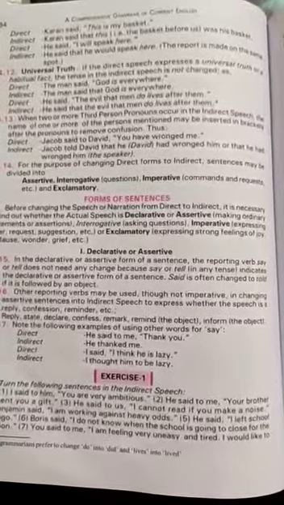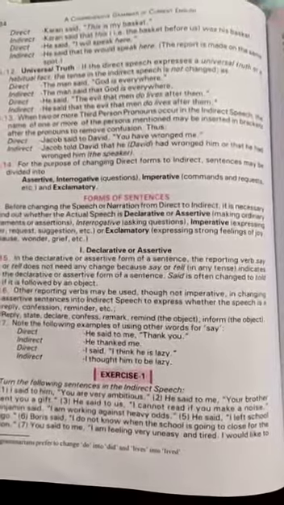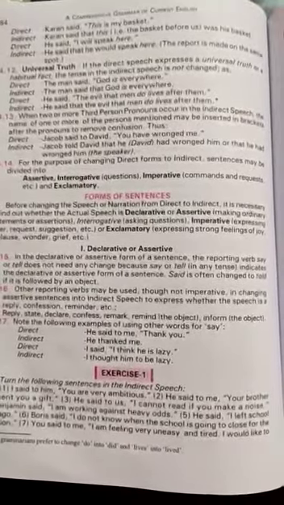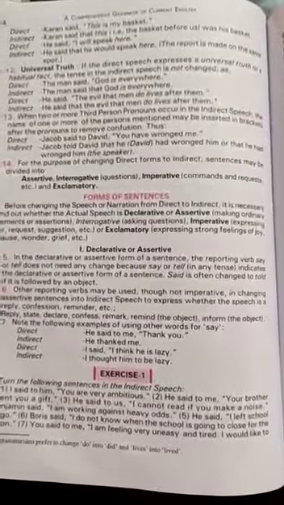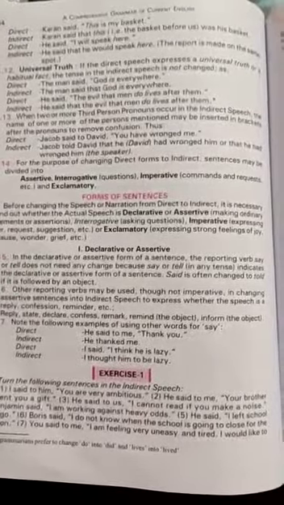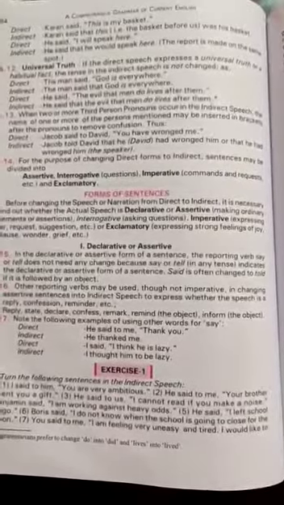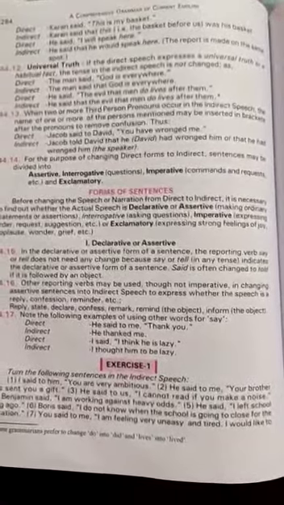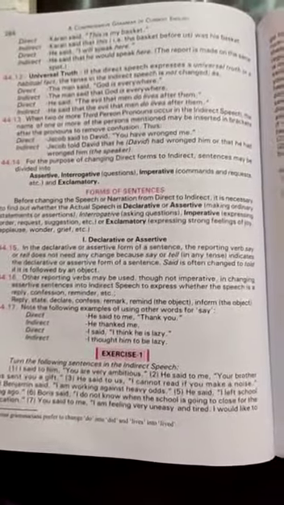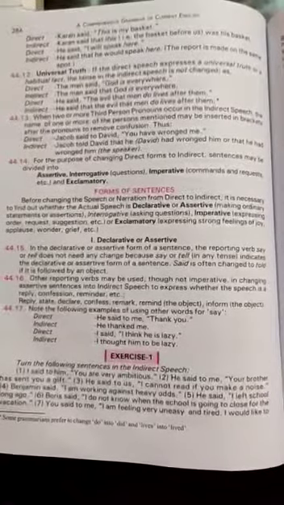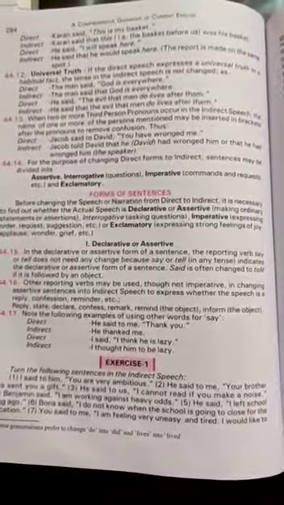Note the following examples of other words for say. He said to me, "Thank you," becomes in indirect, he thanked me. Direct: He said, "I think he is lazy." Indirect: I thought him to be lazy. So in this way we have to make indirect from direct, and you must also learn these rules and regulations.